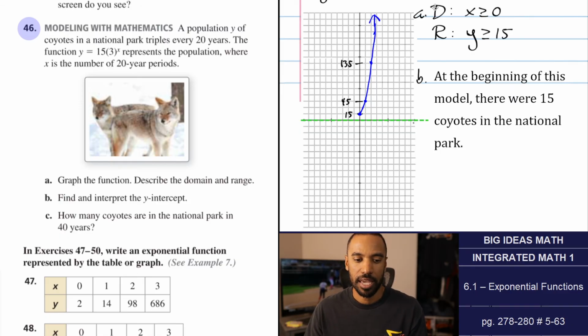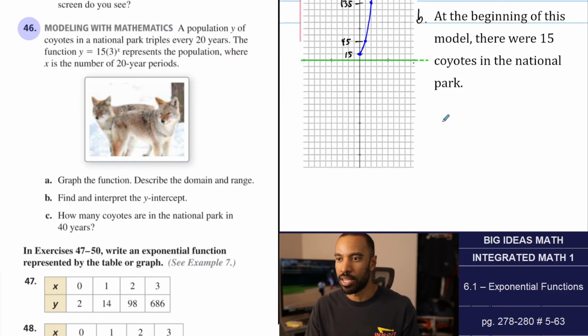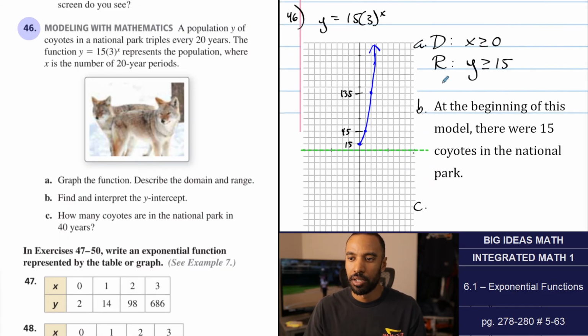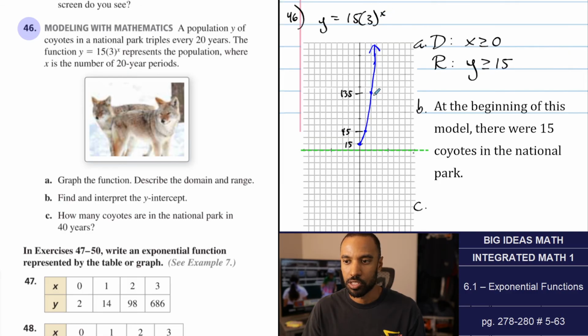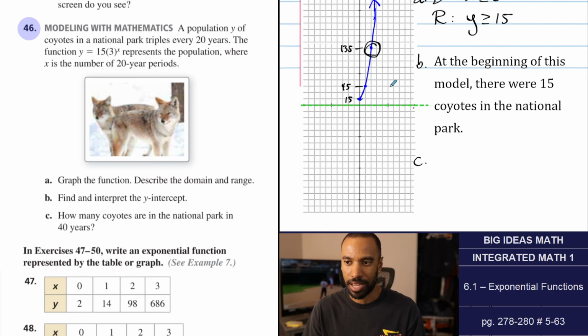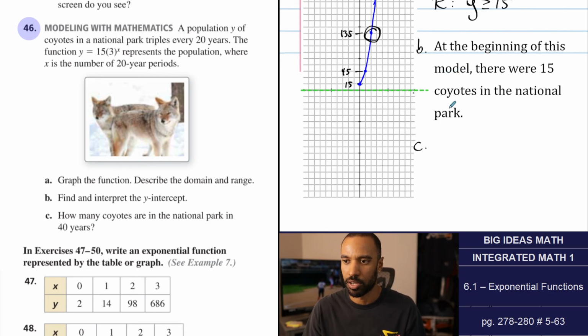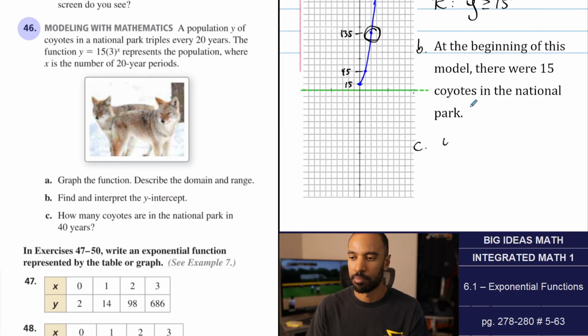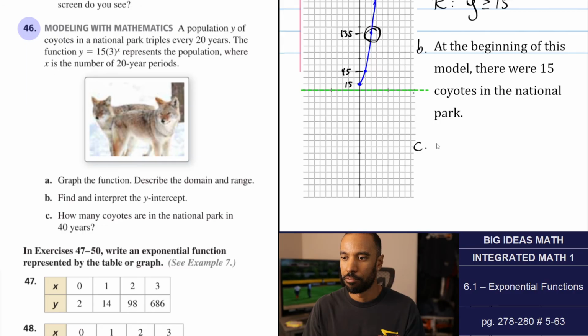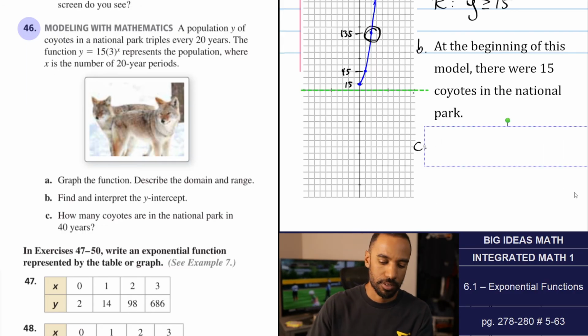Part C, how many coyotes are in the national park in 40 years? Now, this is one where you have to remember that x goes by 20-year increments. So this is 40 years later when x equals 2. That's not 2 decades later, it's 2 20-year increments later. So there are 135 coyotes. Let me type it. In 40 years, there will be 135 coyotes.